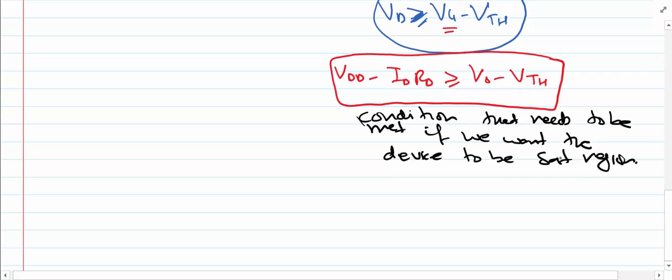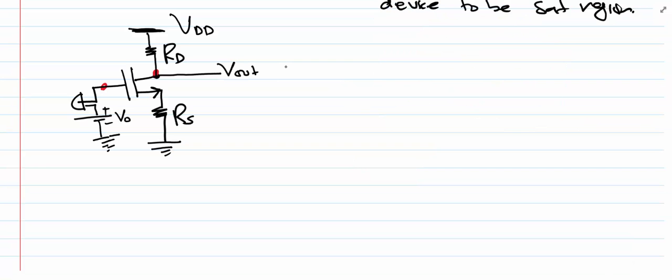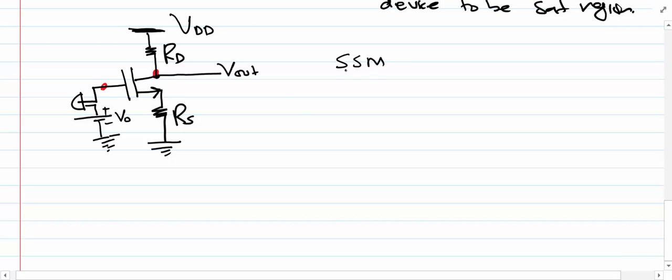Now let's just say this condition is met and the device is perfectly working in the saturation condition. Now we need to find its voltage gain and the input and the output impedances. So now that we have the circuit of degenerated common source, let's try to find its voltage gain, its input and the output impedance. Now to do this, we need to first draw its small signal model. So let's just do it here.